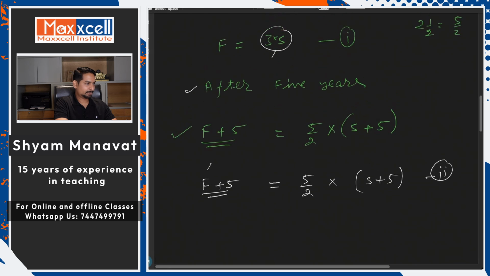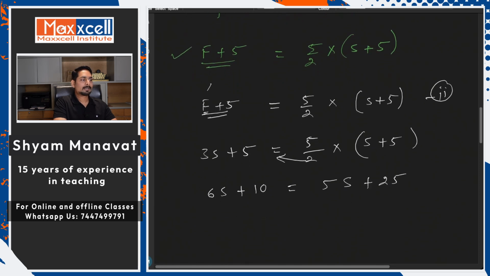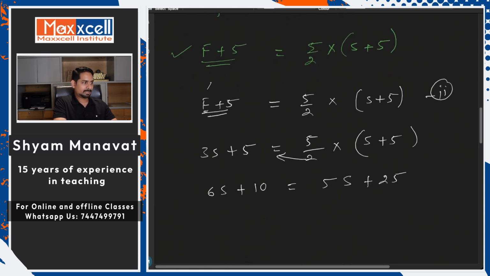So if I substitute F equal to 3S here, I have 3S plus 5 equal to 5 by 2 multiply by S plus 5. Cross multiply, 2 multiply here, this will become 6S plus 10 equal to multiply by 5, 5S plus 25. Correct? Are you getting it? 5, open the bracket. Now this is not 55, this is 5S. Okay, smaller value, change the side.